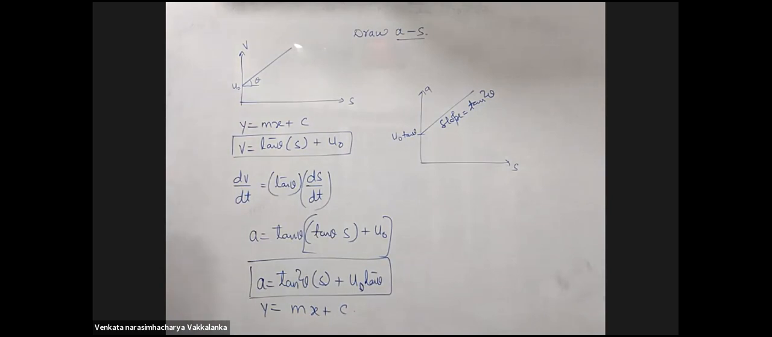But sir, it is a quadratic in tan theta, right? This is tan square theta into s plus a constant. Tan theta is a constant, not a variable. Oh, okay, sir. Theta is a constant.